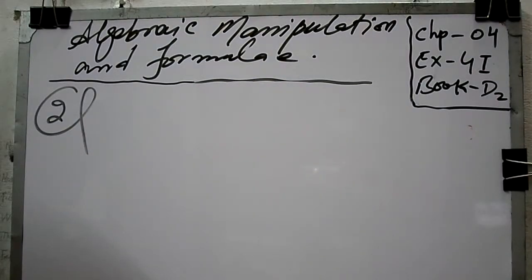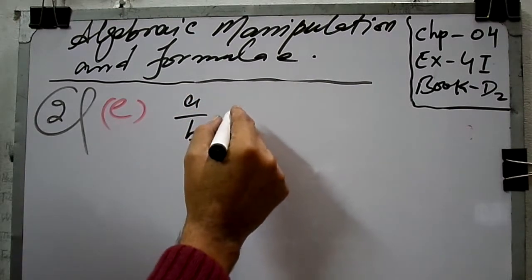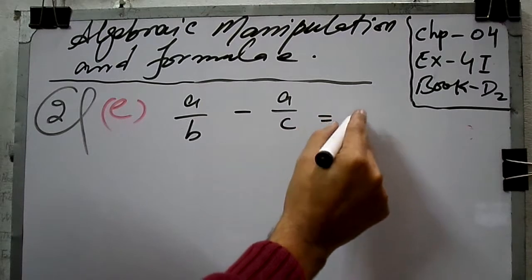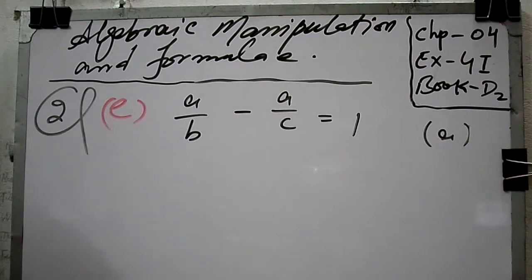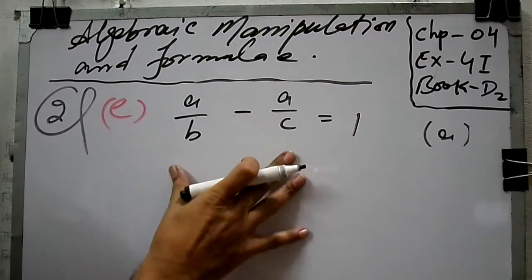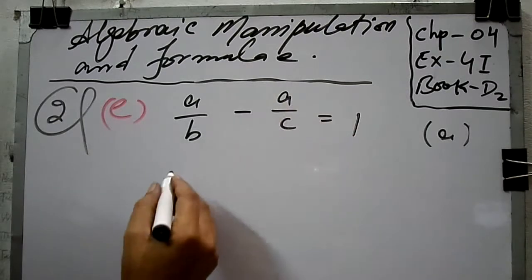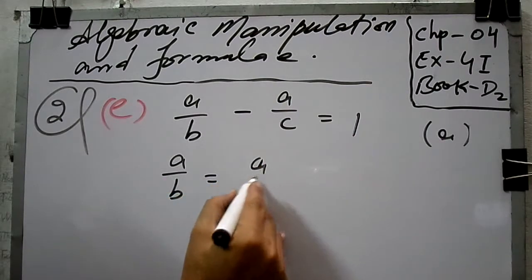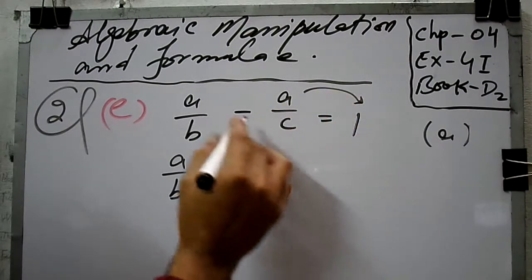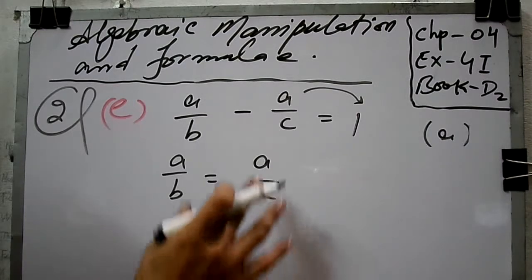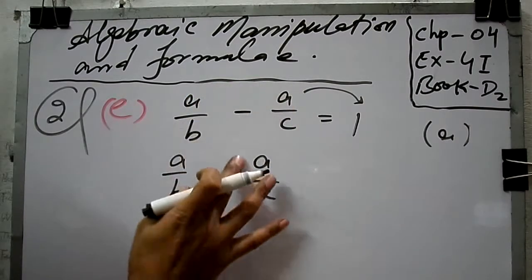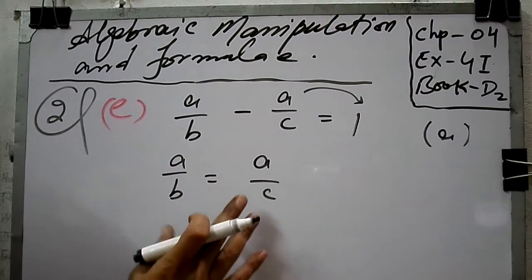Now coming to question number E. In E part, A by B minus A by C is equal to 1. You need the value of A, so you have to make A the subject. So what should you do? First of all, you have to shift it: A by B is equal to 1 plus A by C. When you shift this A by C here, it becomes positive. But here there are two A's, so there is a relation between them. So what should you do?